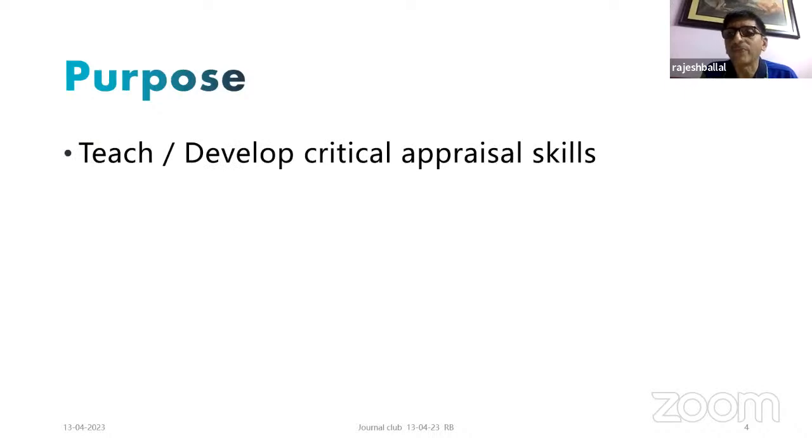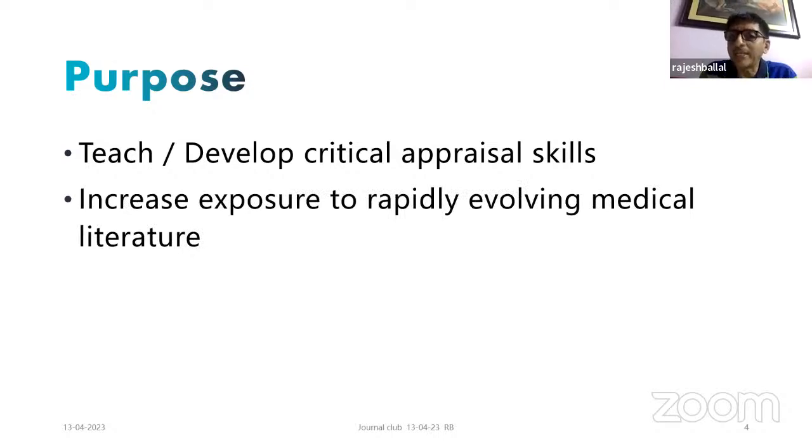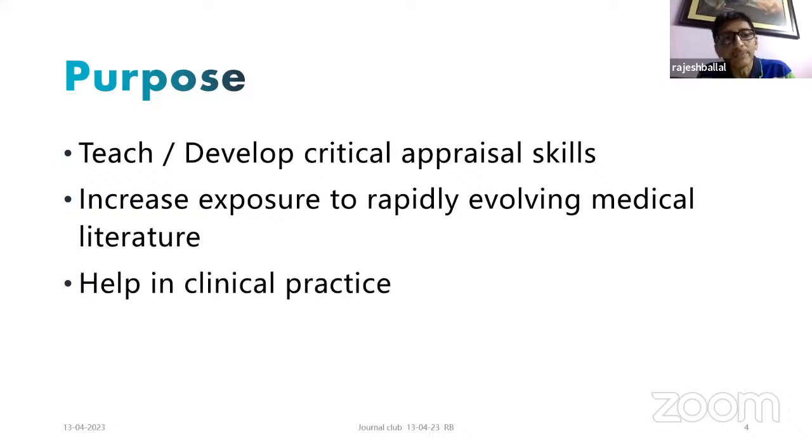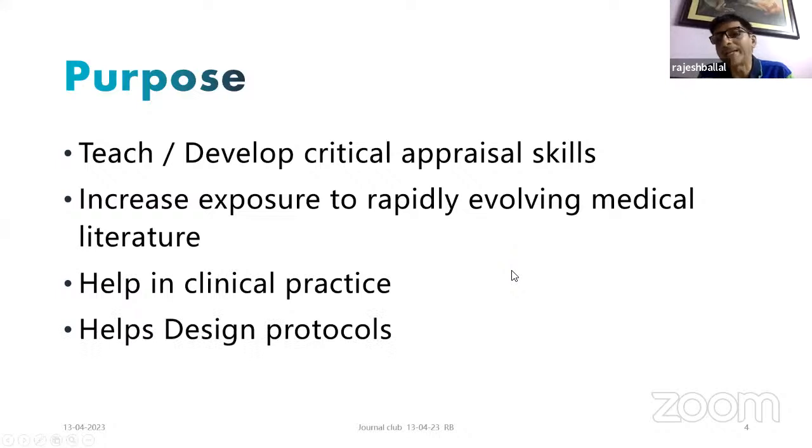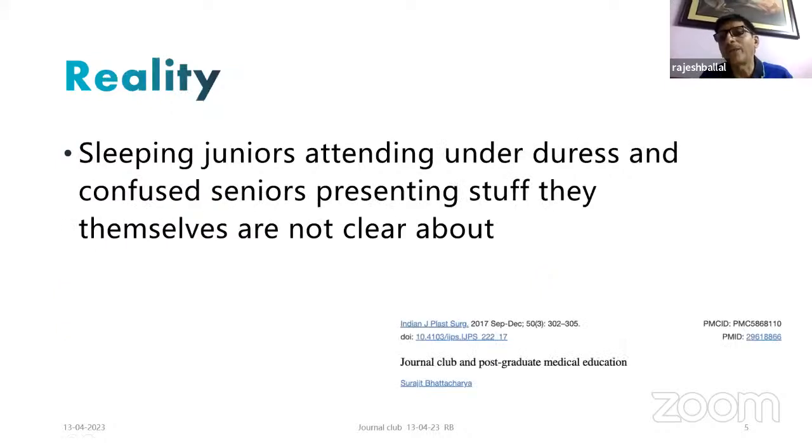What's the purpose of this journal club? Like has been repeated very often, the idea is to teach your residents critical appraisal skills. Basically, it means that you must know whether what you're reading is probably the truth and is worth reading. Like our president, sir, said, there's so much literature. So it gives you exposure to a large amount of medical literature, and we are hoping that it helps in clinical practice and helps you design some protocols.